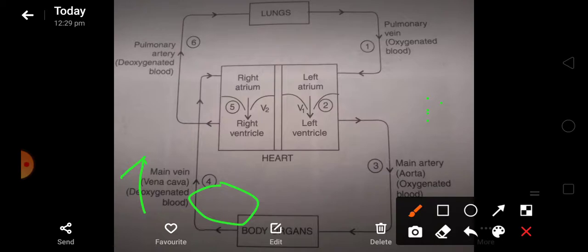In the human circulatory system, the pathway of the blood from the heart to the lungs and back to the heart is called pulmonary circulation. Do you know what pulmonary circulation is? Pulmonary circulation is the pathway of the blood from the heart to the lungs and back to the heart. And the pathway of the blood from the heart to the rest of the body and back to the heart is called systemic circulation.